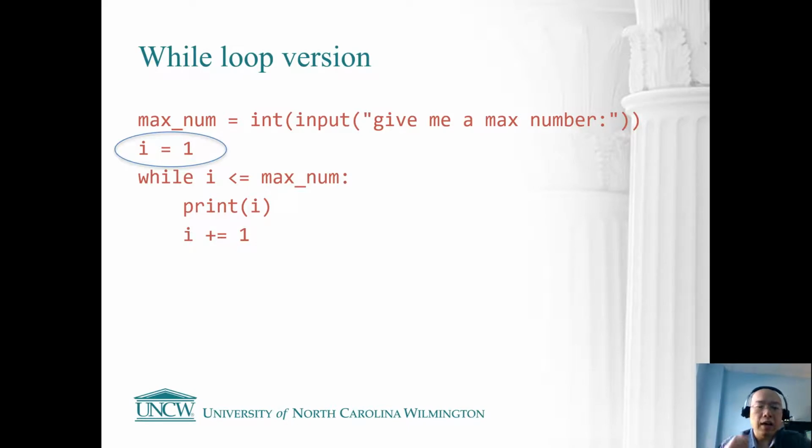I'm using i as the number that I want to visit. And then for each round, I visit one number, and then I increase the i value by 1. Okay, so I start i from 1, and then as long as i is smaller or equal to the maximum, I'm printing the i value, and then I'm going to do an i plus 1.